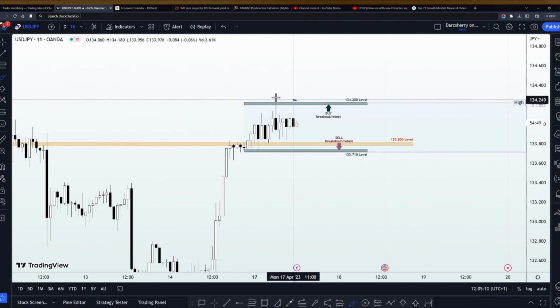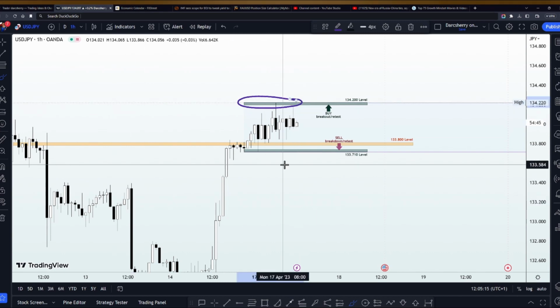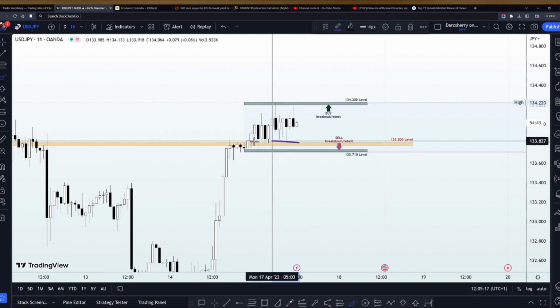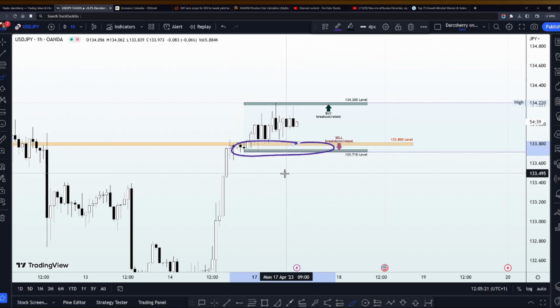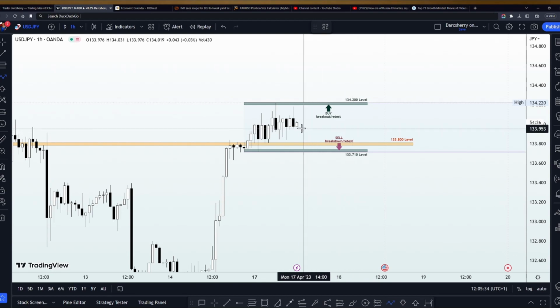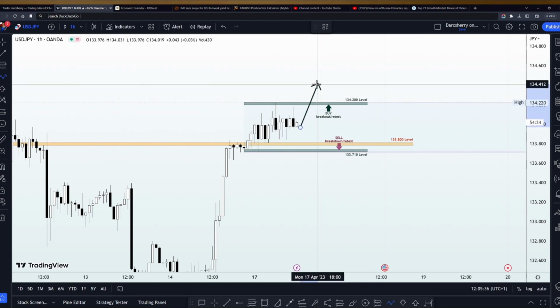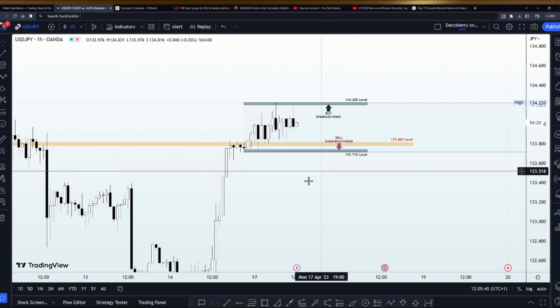So we have the resistance line for the week here, which is the highest point price action has been, and then we have the support line for the week sitting around that key level at the 133.80 area. Now, you all know what we look out for whenever we have this kind of simple setup. We want to remain patient, wait for price action to either break out of the resistance line for a buying opportunity or break down of the support line for a selling opportunity.